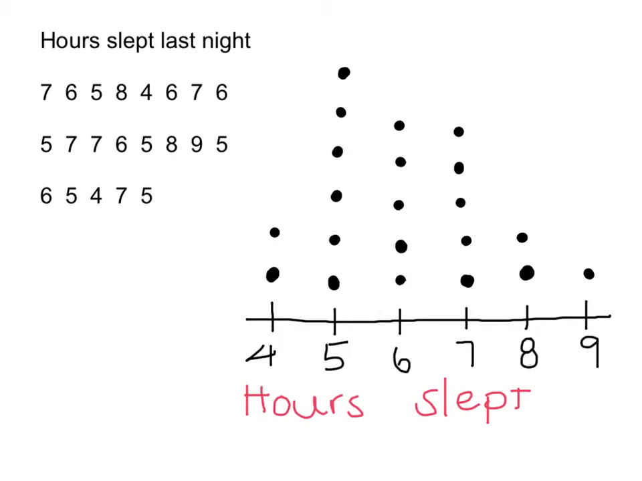If you do, you can always just make sure that you count the number of dots you have, and it should match up with the number of individual pieces of data. For example, there are 21 pieces of data. That means I should have 21 dots. If I don't, I missed something somewhere. 1, 2, 3, 4, 5, 6, 7, 8, 9, 10, 11, 12, 13, 14, 15, 16, 17, 18, 19, 20. And I have 21 dots, so therefore I've made my dot plot correctly.